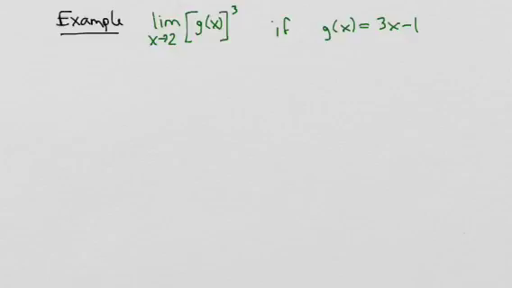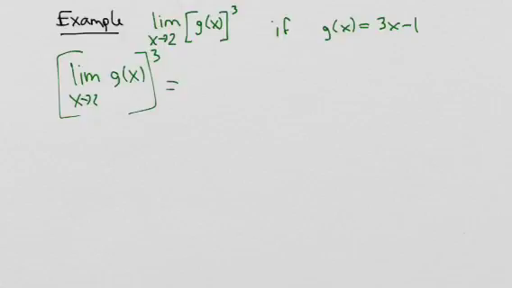All right, first one here, we're looking at the limit as x approaches 2 for the function g of x raised to the third power. So essentially what we get to do here is find the limit first. We can start by finding the limit as x approaches 2 of the g of x function. Then we can take the answer we get from that, then raise to the third power. So let's go ahead and do that.